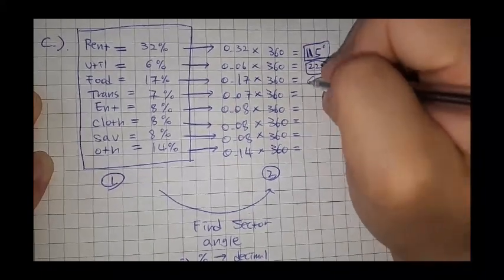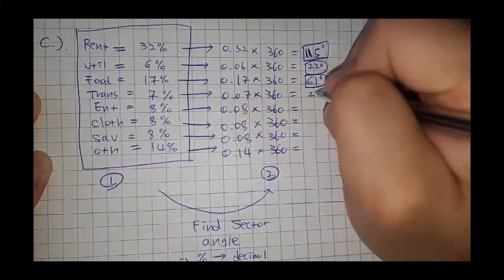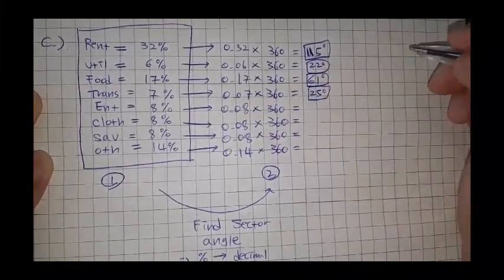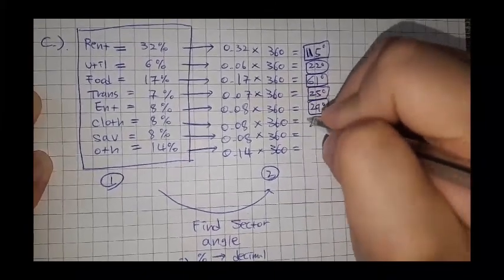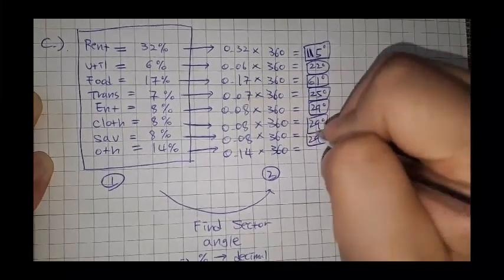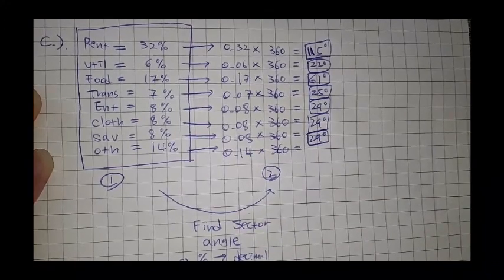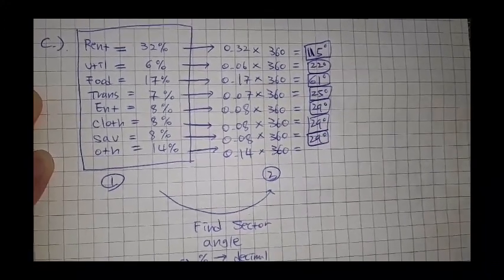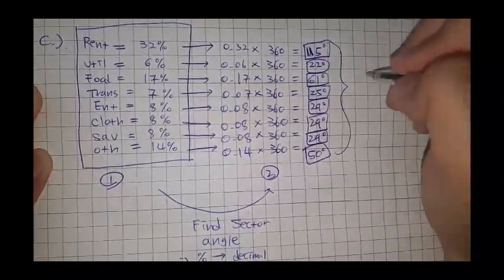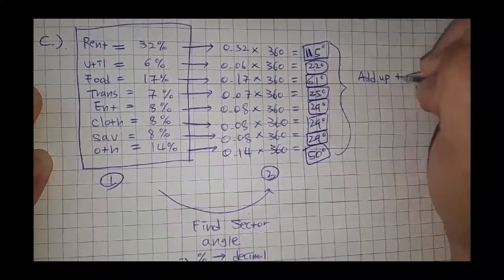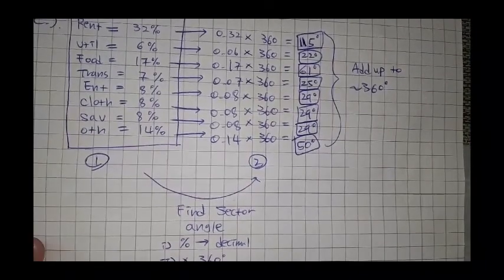Next one, 61. Transportation, 25. 29, it's the same thing, same for the bottom, and 14% turned out to be 0.14, 50. These should add up to 360 degrees. If it's close enough to 360, that's good enough.